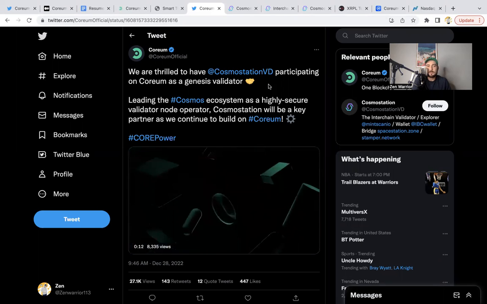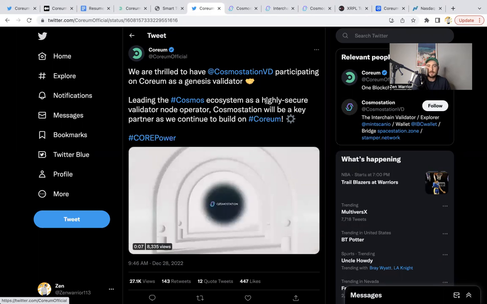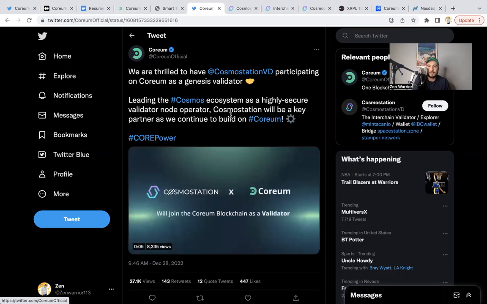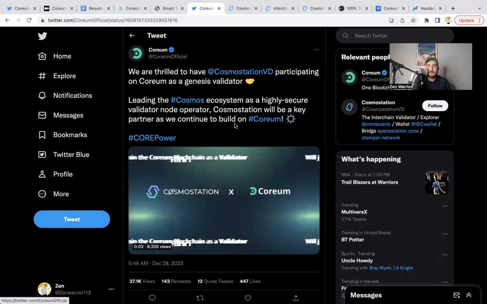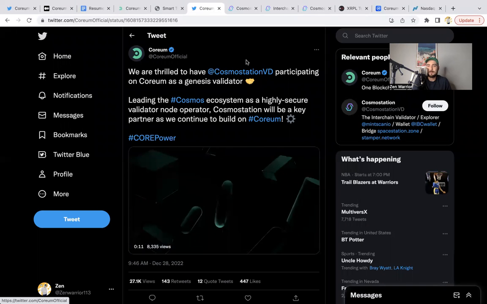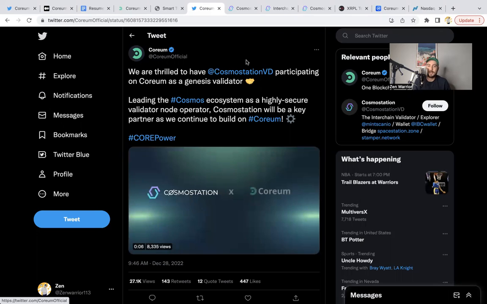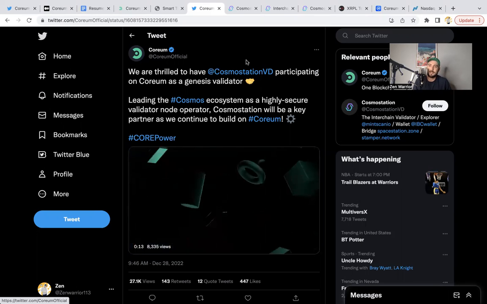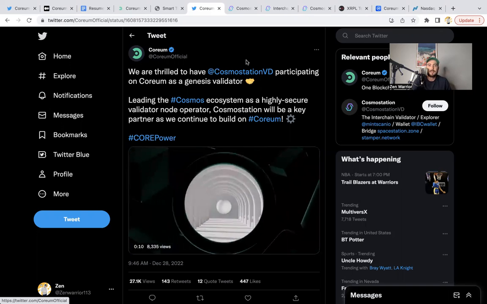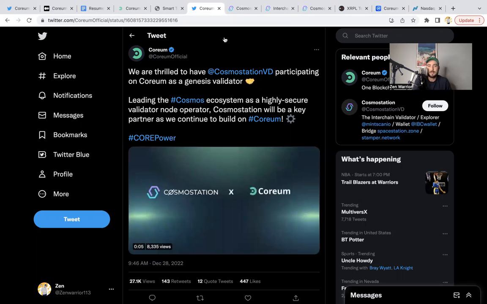We are thrilled to have Cosmos Station participating on the Coreum as a Genesis validator, leading the Cosmos ecosystem as a highly secure validator node operator. Cosmos Station will be a key partner as we continue to build on Coreum. So, you know, it's funny, the first ever wallet I downloaded when I got involved with Cosmos, I'm pretty big into the Cosmos ecosystem, I talk about it a lot, was Cosmos Station. So the first time I staked a Cosmos DeFi gem, I staked it in my Cosmos Station wallet. And now we came full circle and Cosmos Station is going to be a Genesis validator.